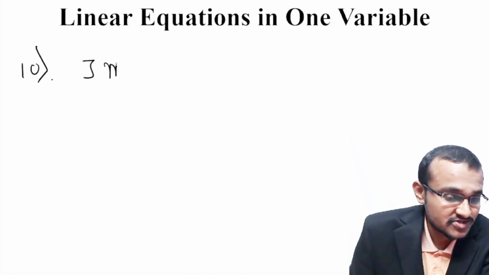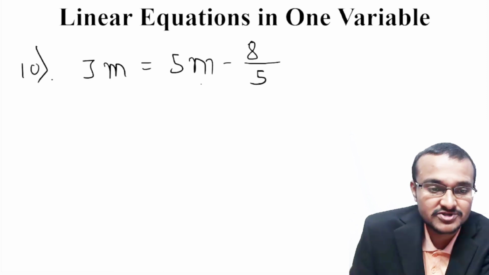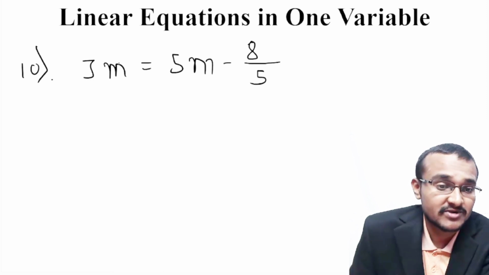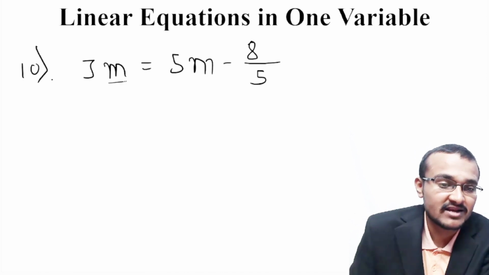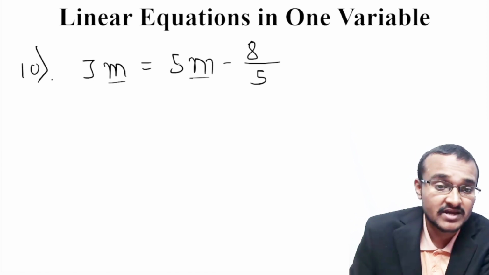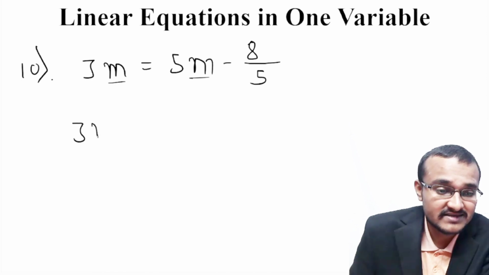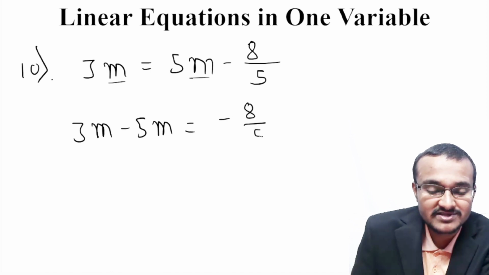So the 10th question is 3m is equal to 5m minus 8 by 5. So here also this is a linear equation, because you have only power as 1 for this particular variable and you have only one variable. So this is also a linear equation in one variable. Now you can bring this 5m to the left hand side. Then this will become 3m minus 5m, and minus 8 by 5 will be there on this particular right hand side itself.